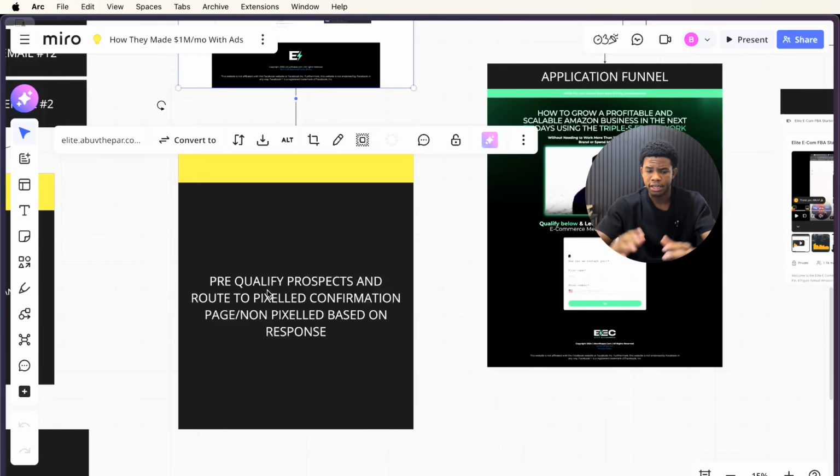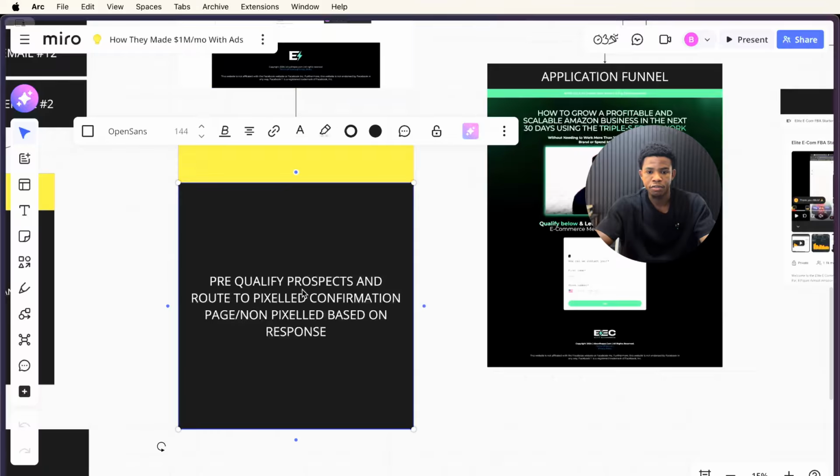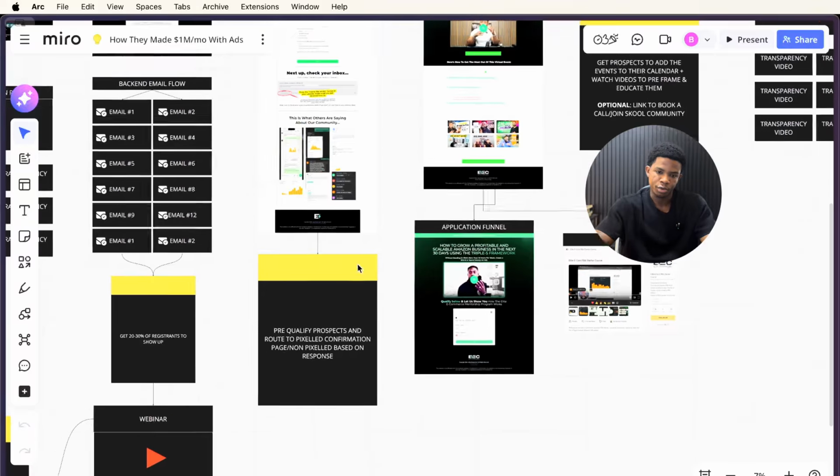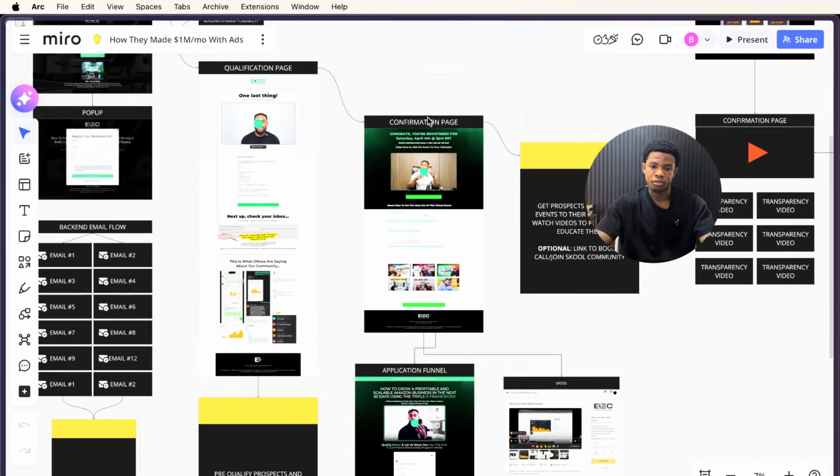Now, again, like I said, the entire goal of that page is to pre-qualify prospects, route the qualified guys to the pixel confirmation page, and route the unqualified people to the non-pixel confirmation page. And all of this is based on their response. So you can do this with Go High Level. You can also do this with Typeform. I see a lot of people doing it with Go High Level because they build a lot of the stuff in Go High Level. So if you want to do any, that's fine.